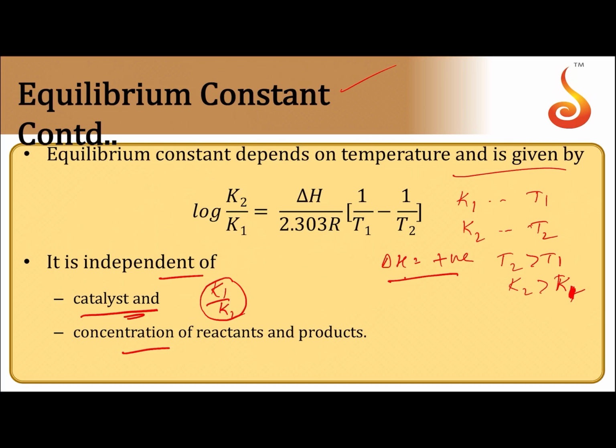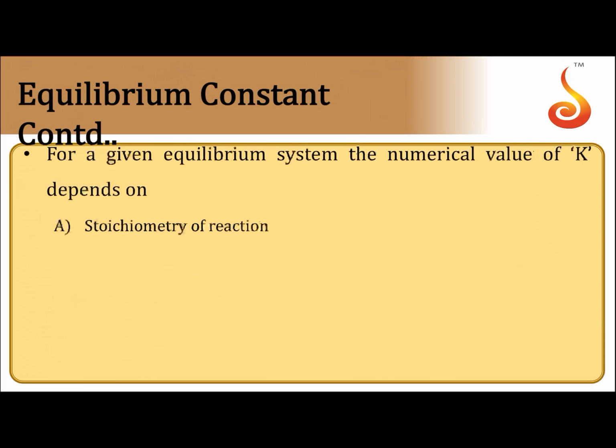Equilibrium constant is also independent of the concentration of reactants and products, because we are defining the equilibrium constant as the ratio K1 by K2. The reaction rate constants are defined per unit concentration of the reactants, and thereby the value is going to be independent of the concentrations of reactants and products.